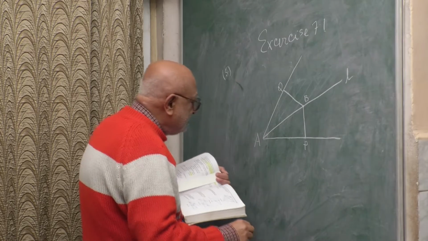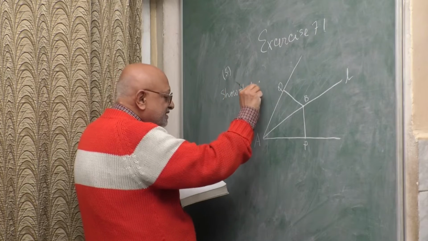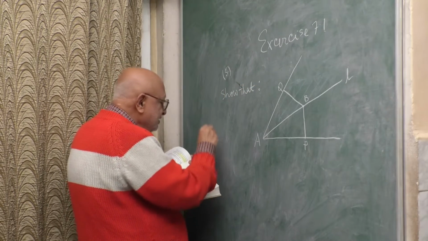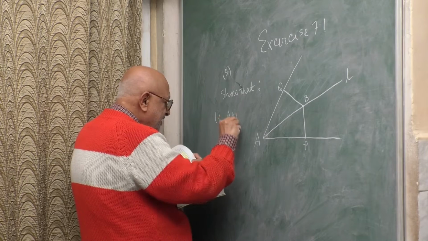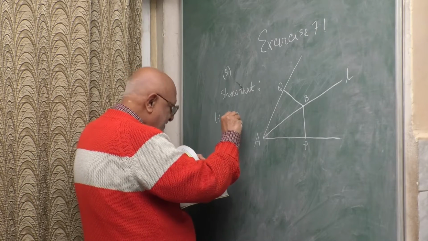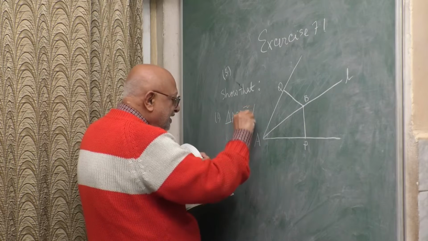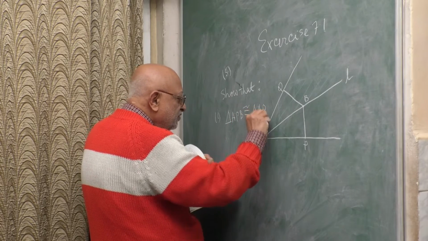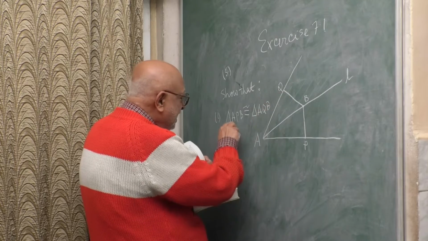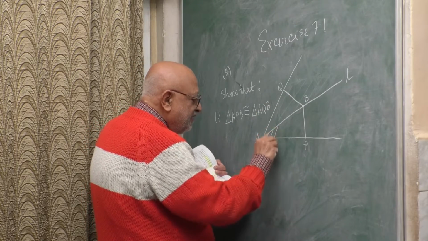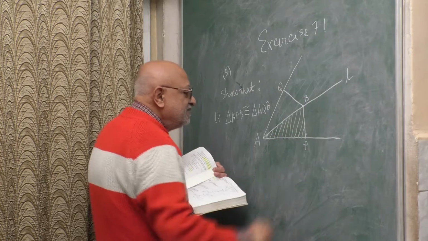Okay, so to prove or show that, as it has been given, it doesn't say prove, but it says the same. Triangle APB is congruent to triangle AQB. Means what? Let's draw those two triangles. That means this is APB. If I hatch one of them, I don't have to hatch the other one because this will be shown here itself.